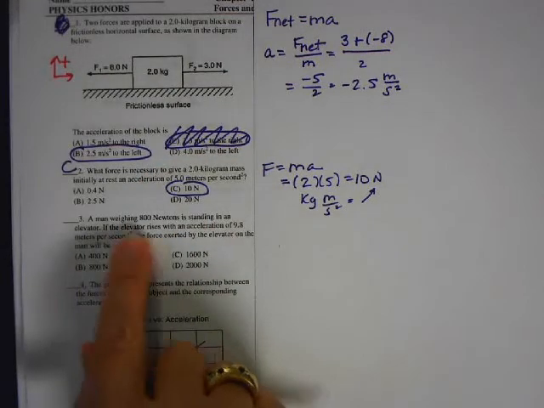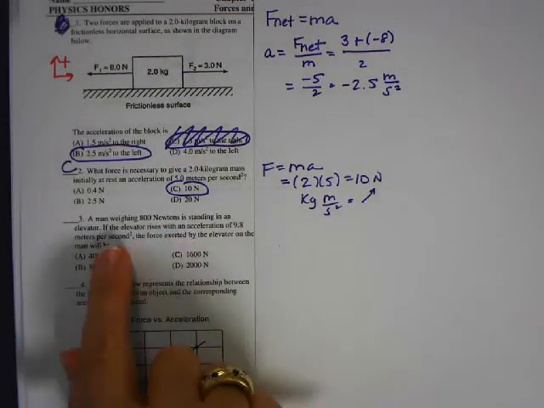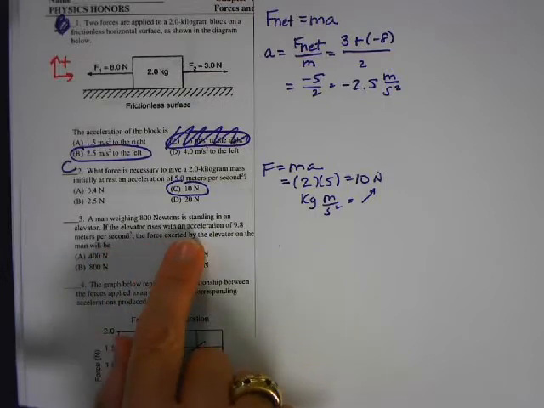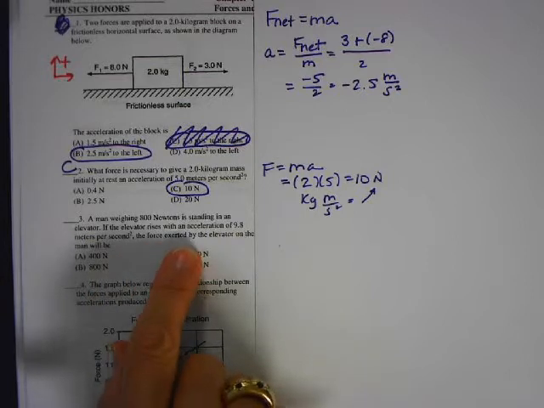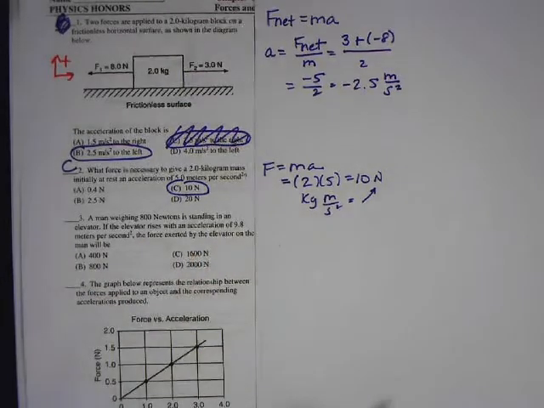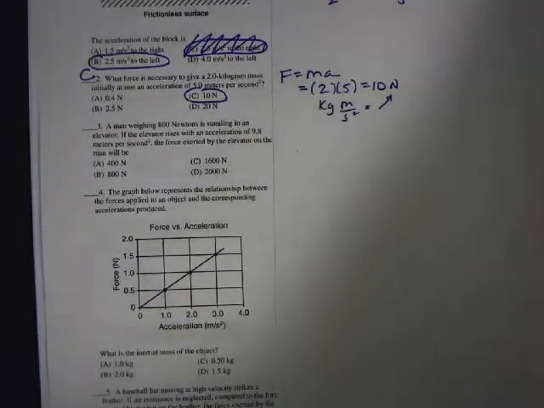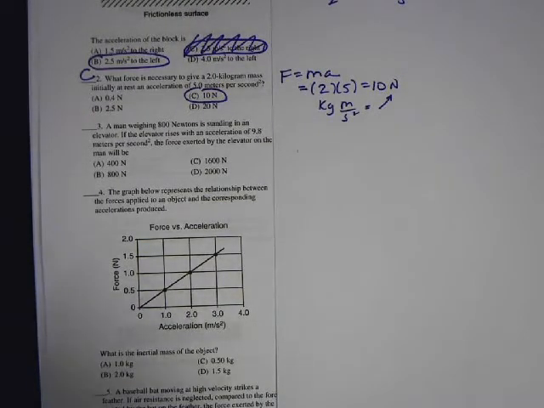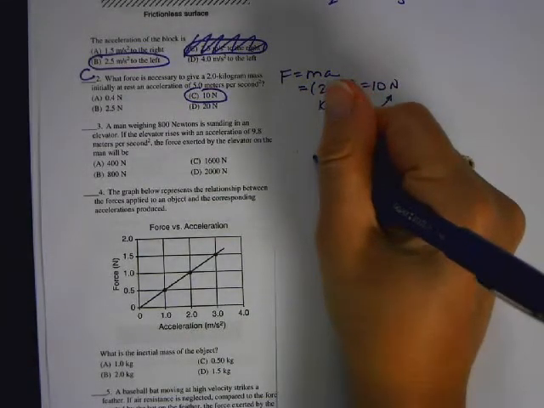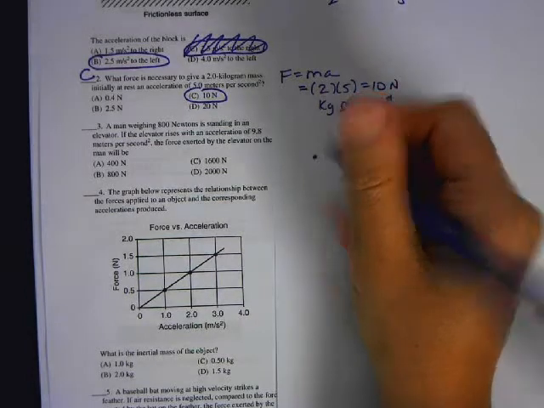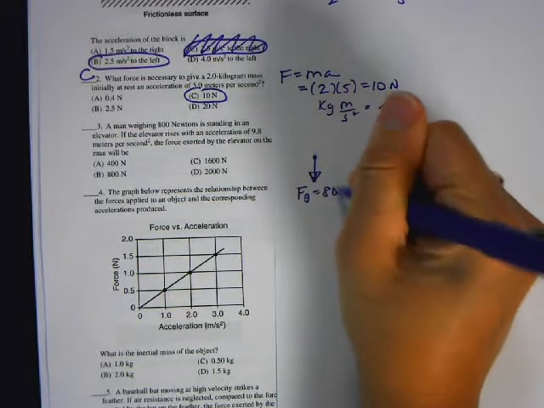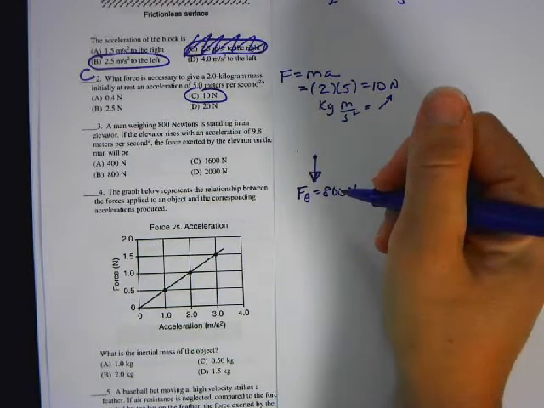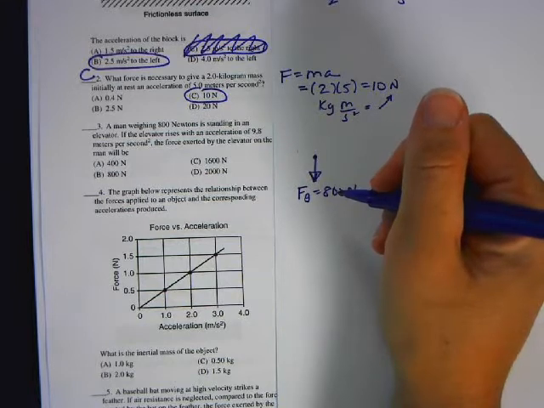All right. A man weighing 800 newtons is standing in an elevator. If the elevator rises with an acceleration of 9.8 meters per second squared, the force exerted by the elevator on the man will be... Now, this is just like the lab we did on the elevator. So it's easiest to draw a free body diagram. In the free body diagram, his weight acts down, which is 800 newtons. And it says the acceleration is 9.8.